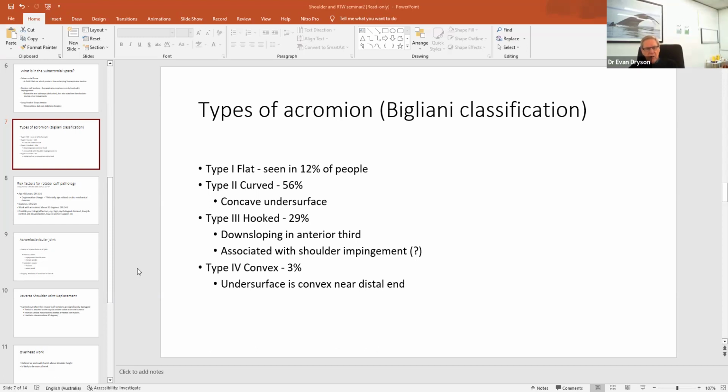It's what's called the hooked acromion, and in the anterior third, it bulges downwards like a hook, further narrowing the subacromial space. So if you're unlucky enough to have a type 3 acromion, something that you're born with, then you are more likely to develop shoulder impingement. And if you do, it's more likely to be worse. So next slide, please.